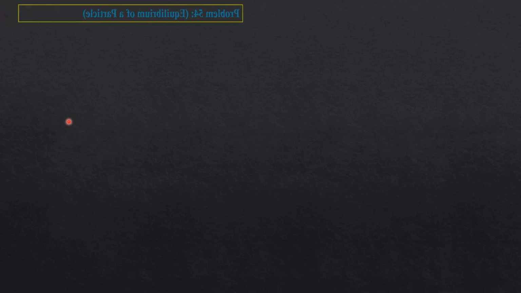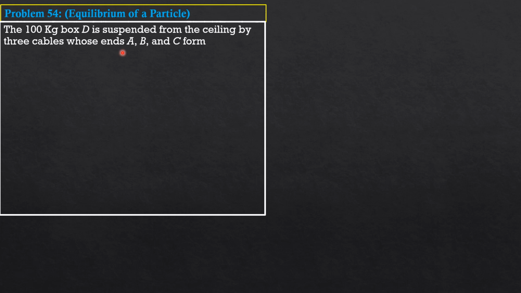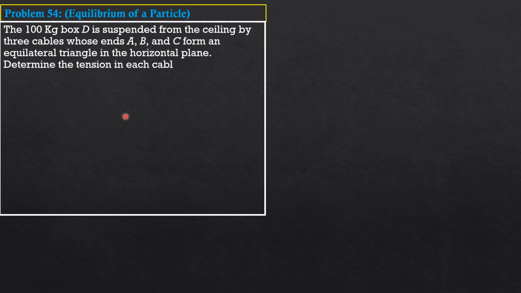Here is problem 54 on equilibrium of a particle. This is the second example. The 100 kilogram box D is suspended from the ceiling by three cables whose ends A, B, and C form an equilateral triangle in the horizontal plane. So determine the tension in each cable.